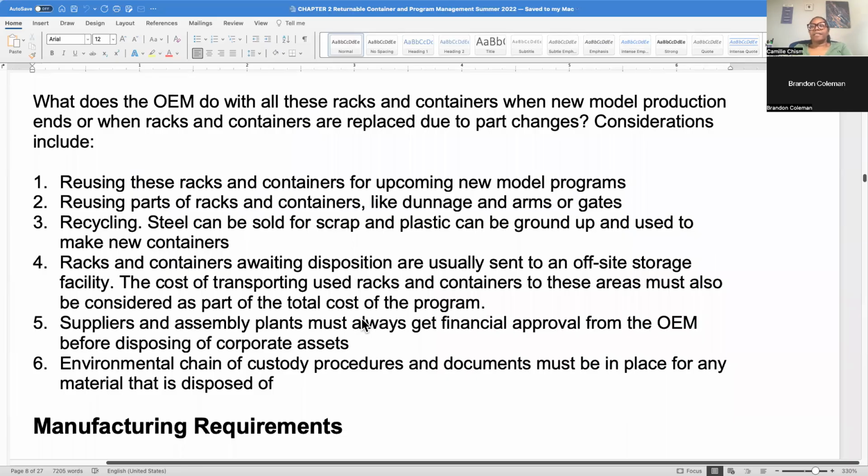The other thing is plastic. Can they reuse the plastic? Can they grind it up and then can they use it for scrap? One thing to keep in mind is, I don't know about other states, but in Michigan, stealing containers is a felony. So I want to bring that up.